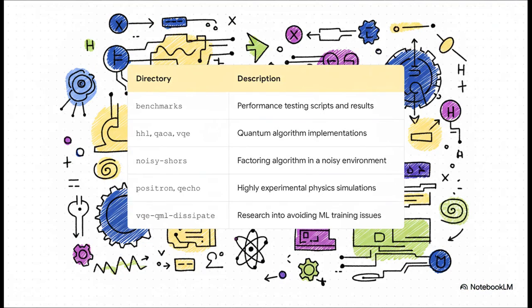You can see right away you've got your benchmarks area for performance testing. You've got these famous quantum algorithms like VQE. There's even a section for trying to run Shor's factoring algorithm when things are noisy, which is much more like the real world. But then you see folders named Positron and QKeco. And trust me, that's where things start to get really, really interesting.